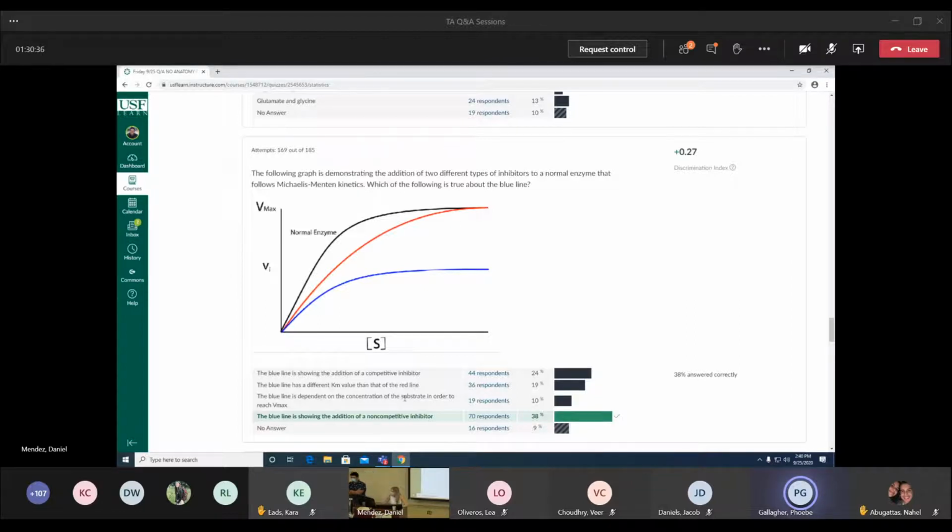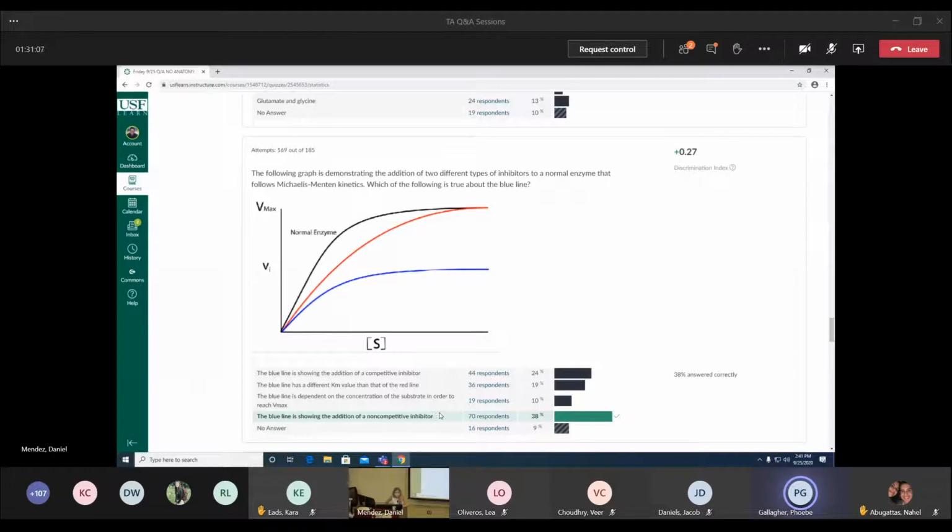But you can also rationalize that, with a competitive inhibitor, automatically your Km, which stands for the affinity of the enzyme, is going to be impacted, whereas the affinity of the enzyme is not going to be impacted with a non-competitive inhibitor. Does that answer the person's question? Yes, I think so. Okay.